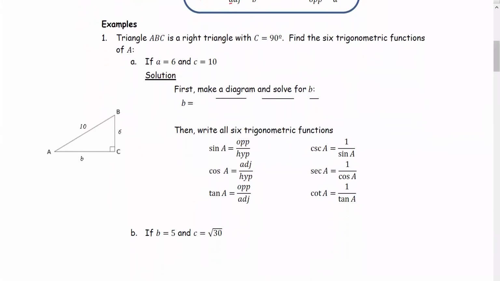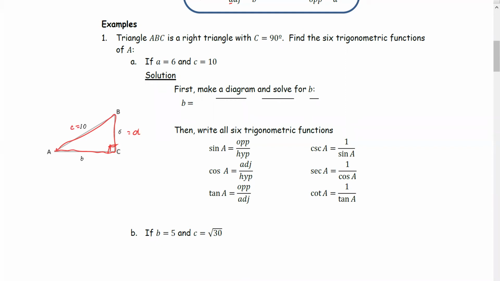Example 1. Triangle ABC is a right triangle with an angle C is 90 degrees. Find the 6 trigonometric functions of A. In part A, if a equals 6 and c equals 10, from the diagram of the right triangle ABC, where C is the right angle, the side a is the side opposite to angle A, which is 6. The c, or the hypotenuse, is the side opposite to the right angle, which is 10.